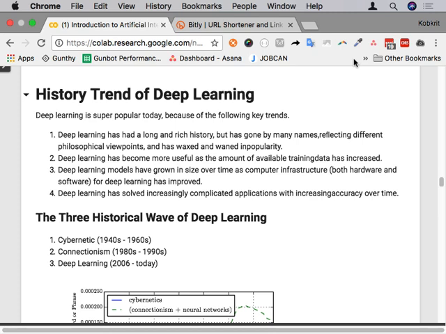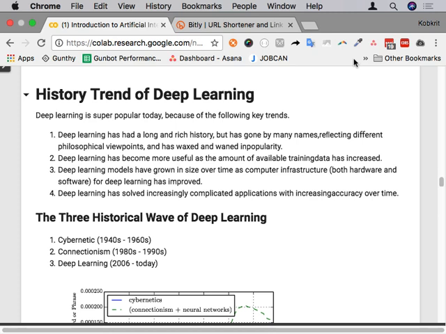Okay. Good. We talk about history a bit. We want you to understand how this thing was invented, what is the beginning of artificial intelligence and how it became deep learning today. Deep learning is super popular today. Why? Because they have the following key trends.